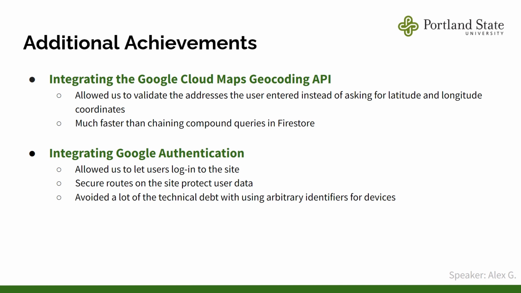So, some additional achievements our team had with the project was integrating the Google Cloud Maps geocoding API and Google Authentication. Geocoding is what allowed us to validate user addresses and convert them into geohashes, which made searching for electric vehicle chargers much faster than complex chained queries. And Google Authentication allowed users to log into the site, and secure routes protected user data. This was initially a rejected feature for the project, but to avoid a lot of the technical debt we were accumulating early on, we changed our minds and integrated it into the project with great success.